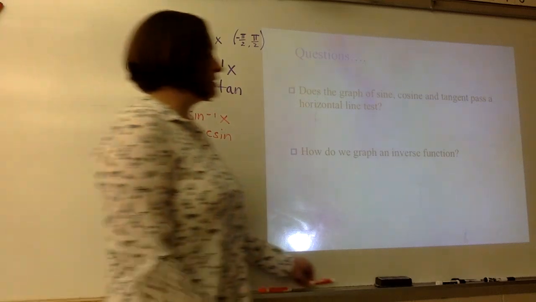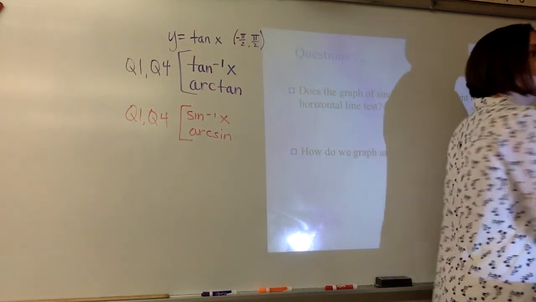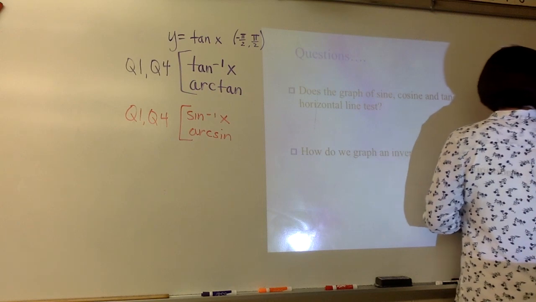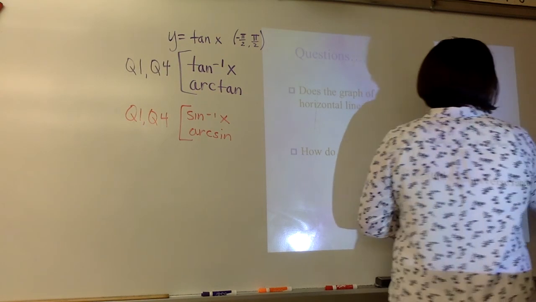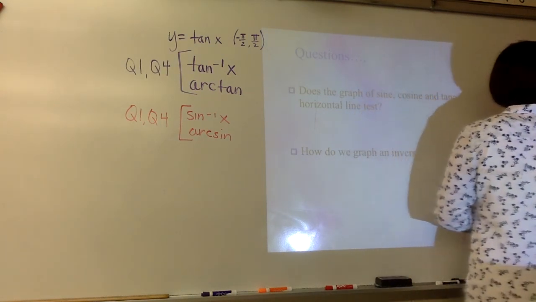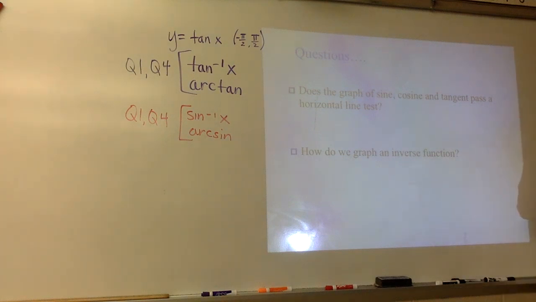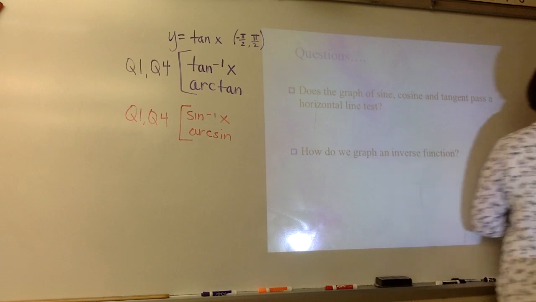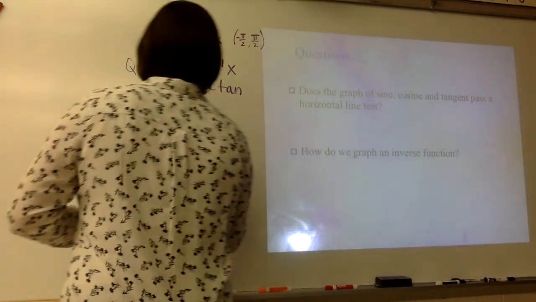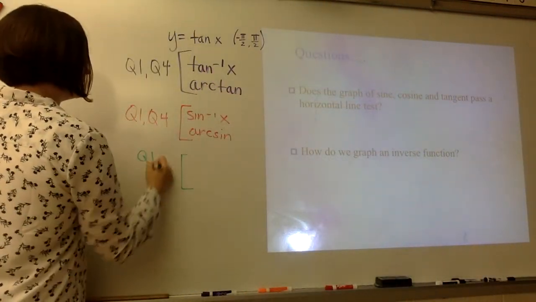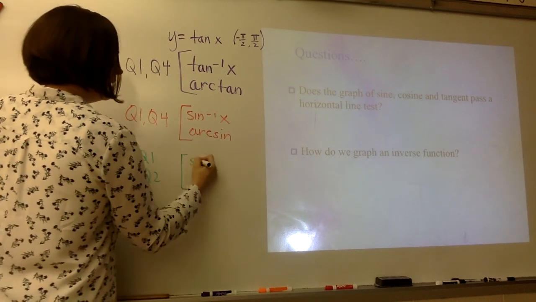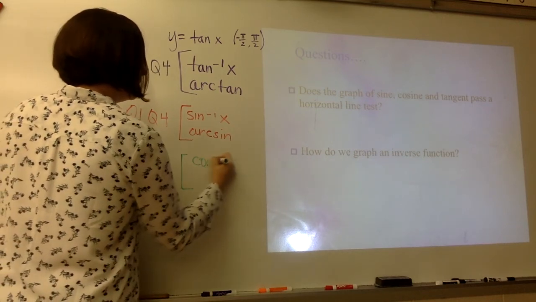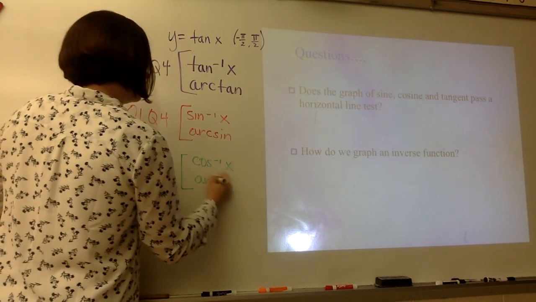And then the last one, which is really the easiest, is cosine. Cosine is going to run between 0 and pi. So between 0 and pi, I have my cosine. So this is going to be quadrant 1 and quadrant 2 is going to be cosine inverse of x, or arc cosine.